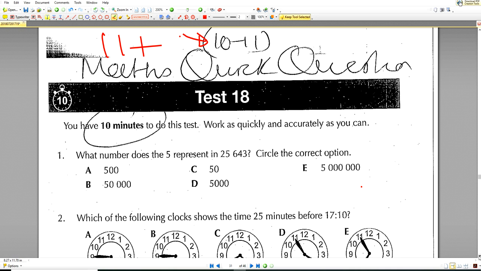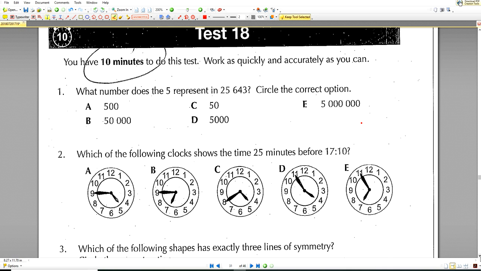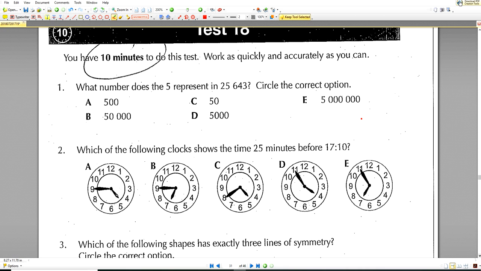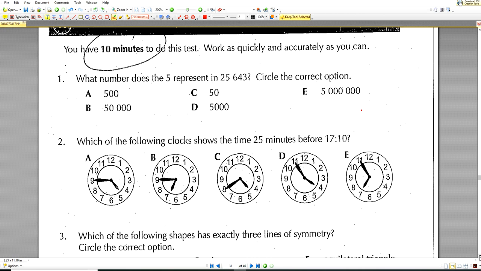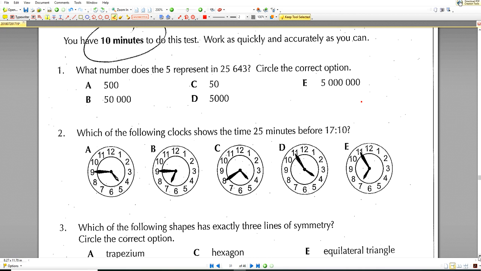I will try to go through this test as quickly as possible to mimic the 10 minutes, but it's not always easy for me to stick to the 10-minute limit because I'm actually teaching and not doing it by myself. So let's go. What number does the 5 represent in 25,643? The 5 is in the thousands place value. So question number 1, the answer will be 5,000, which is D.